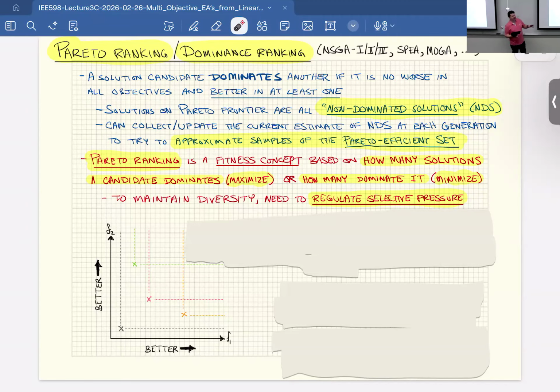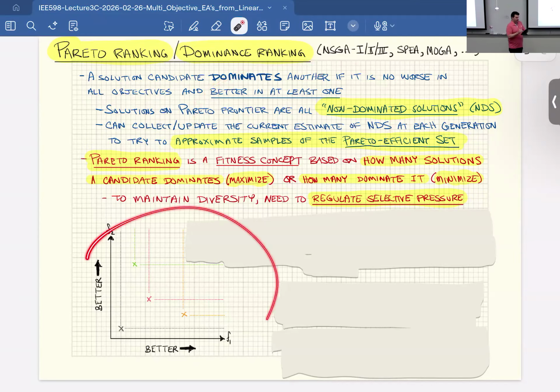So for Pareto ranking, there's a bunch of different ways we can do ranking. All of them are based on the idea that we can judge whether a solution candidate dominates another or, on the flip side, is dominated by another. We can count up how many solutions dominate you and how many solutions you dominate. Those counts of dominance can then be used to generate a fitness concept.